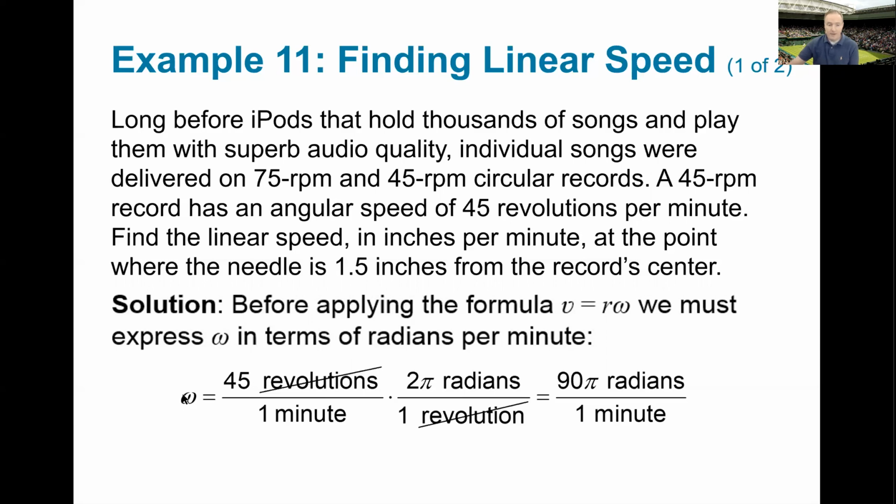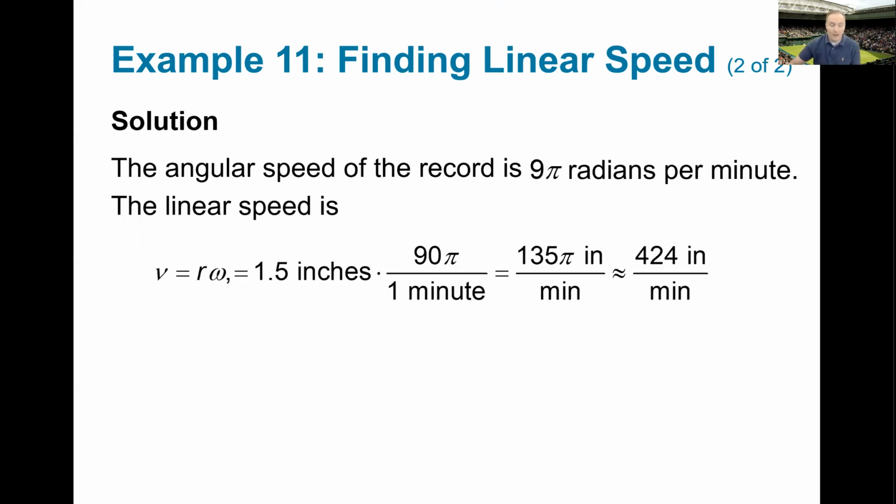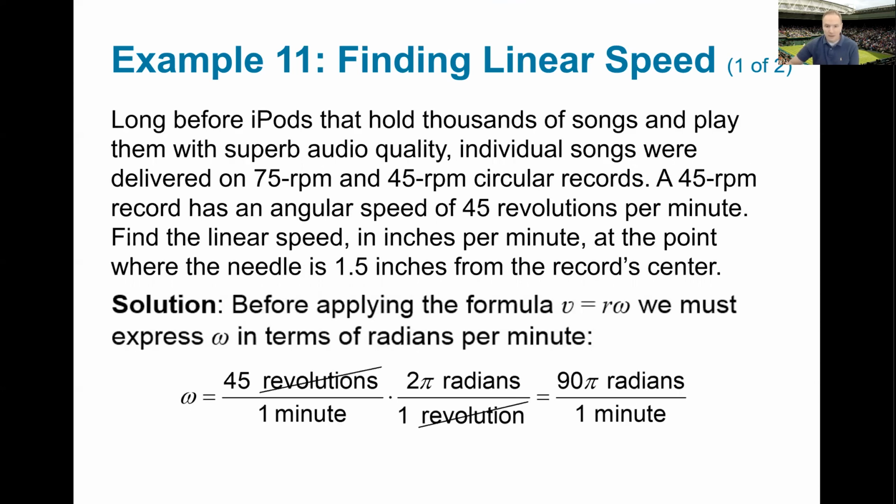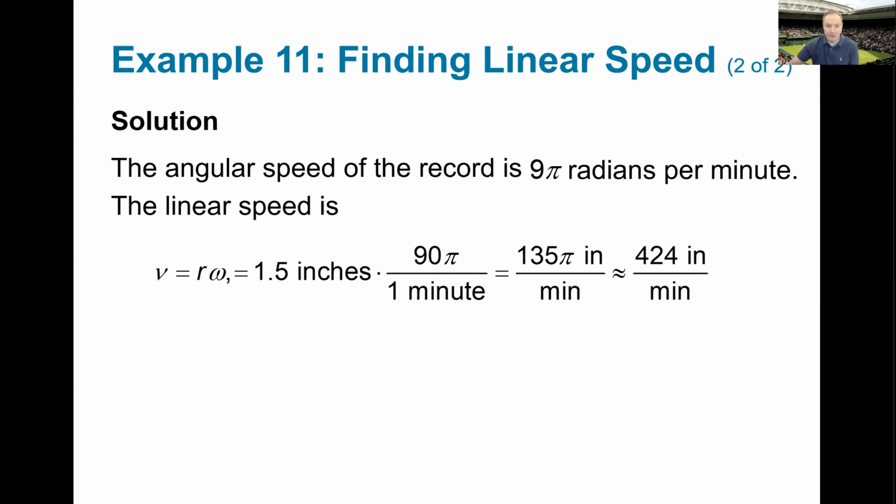Do I want my omega value to be in radians per minute? Sure, that's exactly what I want. So I can say 45 times 2 pi, that's going to give me 90 pi radians per 1 minute, or just 90 pi radians per minute. Now, the angular speed was 90 pi. I accidentally put 9 pi there. Forgive me on that. The angular speed of the record is 90 pi radians per minute.